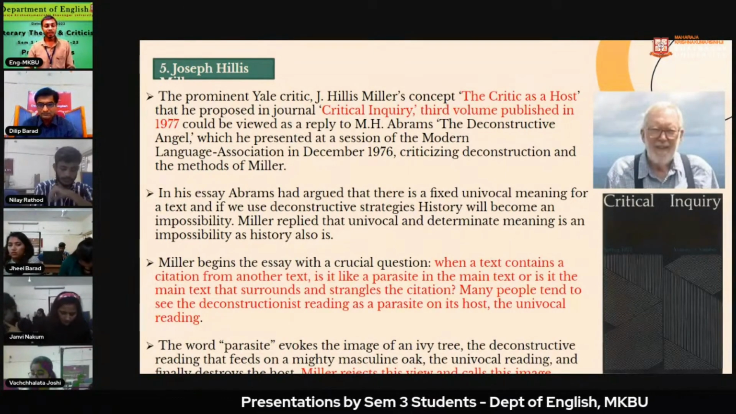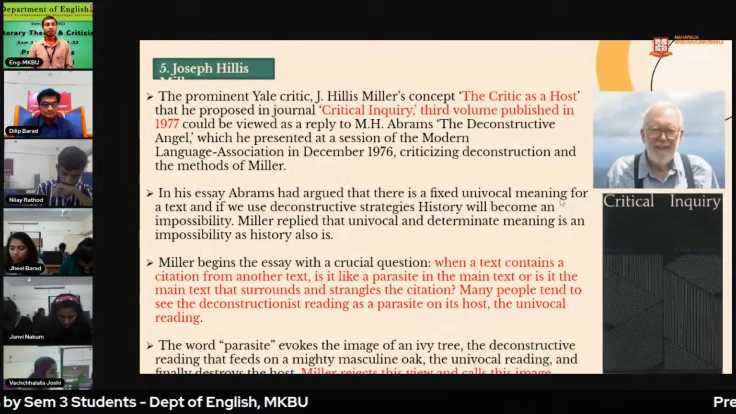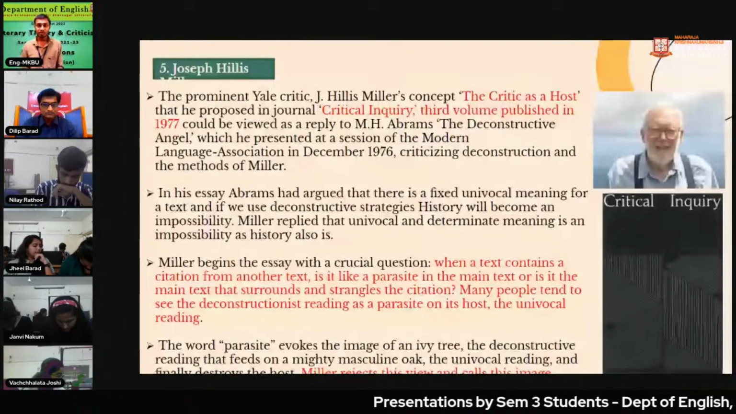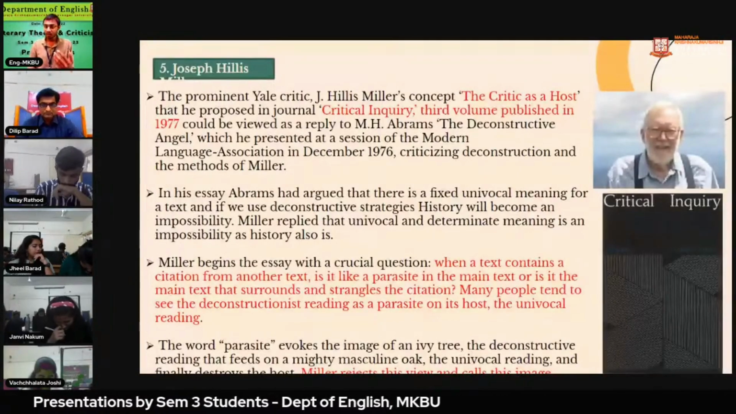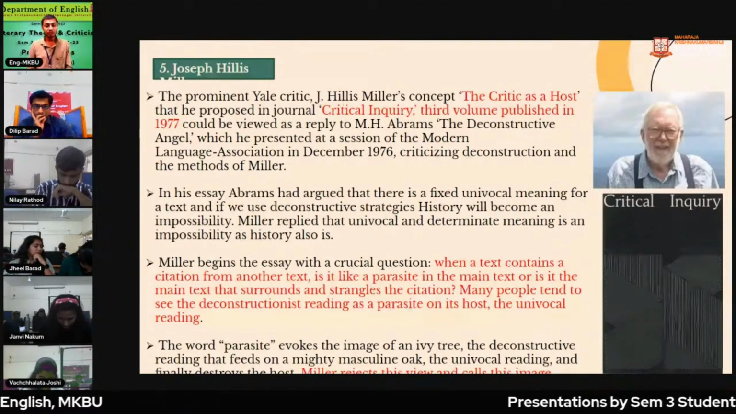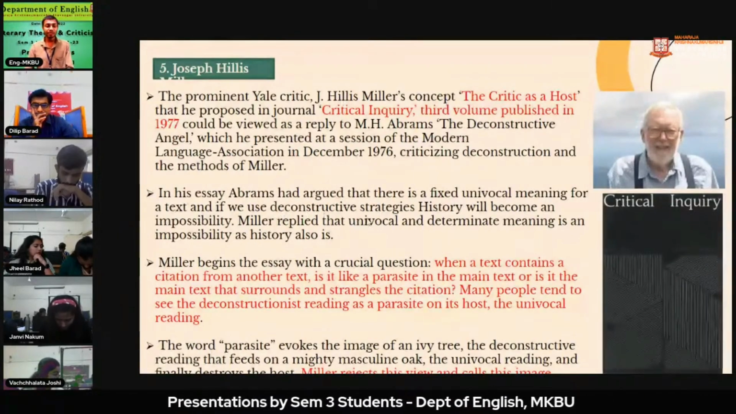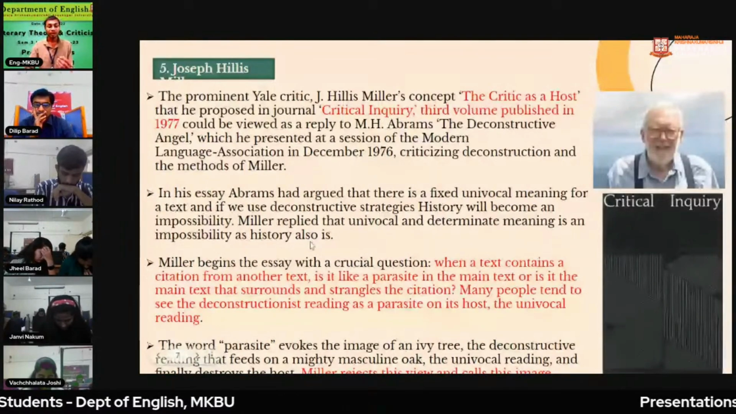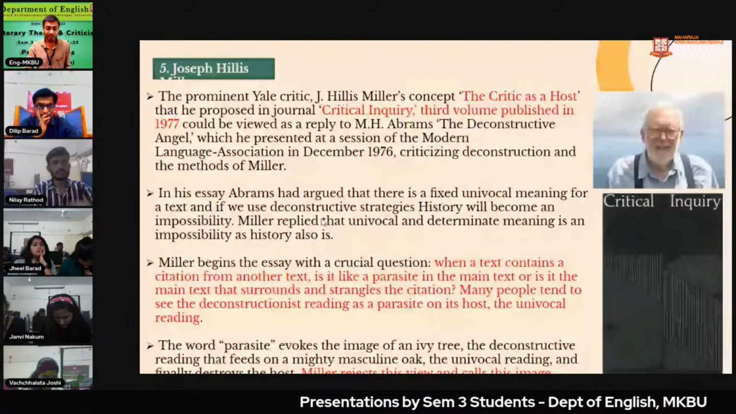Let us see. In his essay, Abrams had argued that there is a fixed univocal meaning. So he is just limiting the meaning. There is a fixed and univocal meaning, so there cannot be any other thing. Only this thing can be derived out of whatever we are reading or criticizing. There cannot be something else according to M.H. Abrams. And if we use deconstructive strategies, history will become an impossibility. So he is saying that we may distort history by putting deconstructive strategies while interpreting any text.